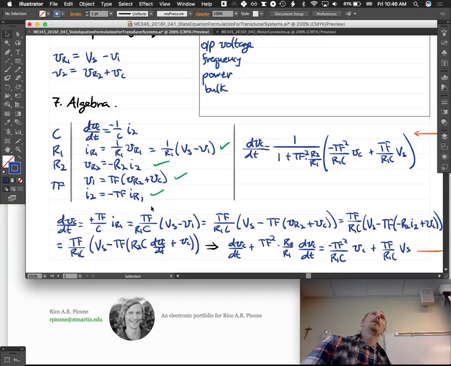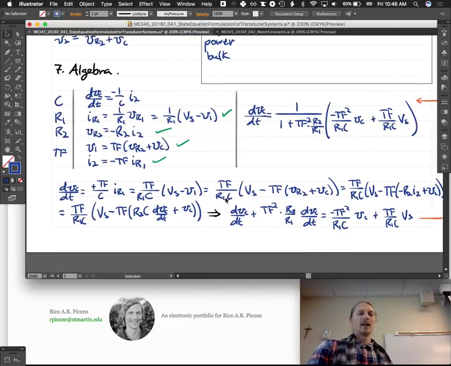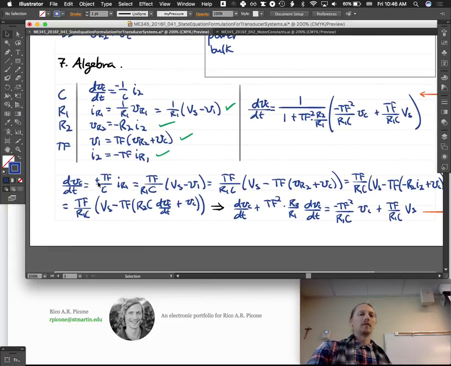And now is the part where I tell you that sometimes the algebra, when you have a transducer element, is harder. Okay? It sucks, but it sometimes can be harder. So I'll walk you through the algebra here, and we'll start here.